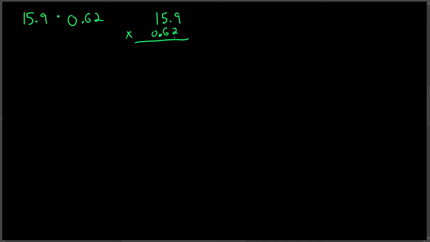And we'll use our algorithm for multiplying. 2 times 9 is 18. Carry my 1. 2 times 5 is 10. Plus the 1 is 11. Carry the other 1. 2 times 1 is 2. Plus the 1 is 3. So I've worked on my first number. Now I'll work on my next number. 6 times 9 is 54. Carry my 5. 6 times 5 is 30. Plus the 5, 35. Carry my 3. 6 times 1 is 6, plus the 3, 9. And I'll add up.